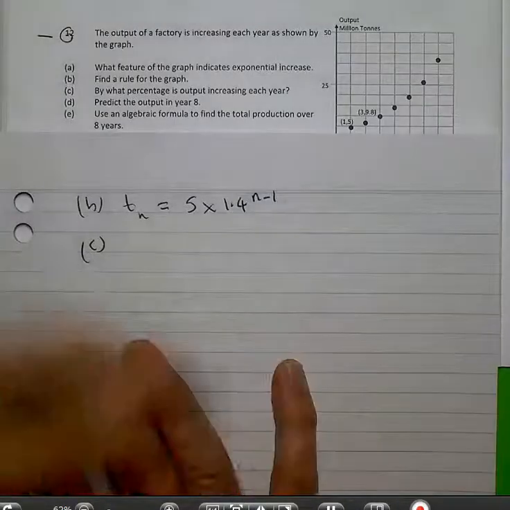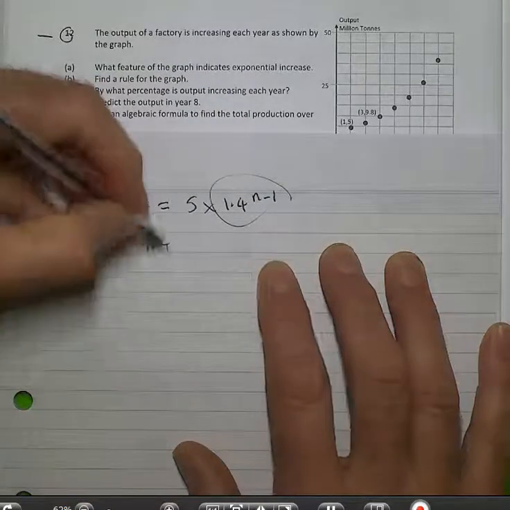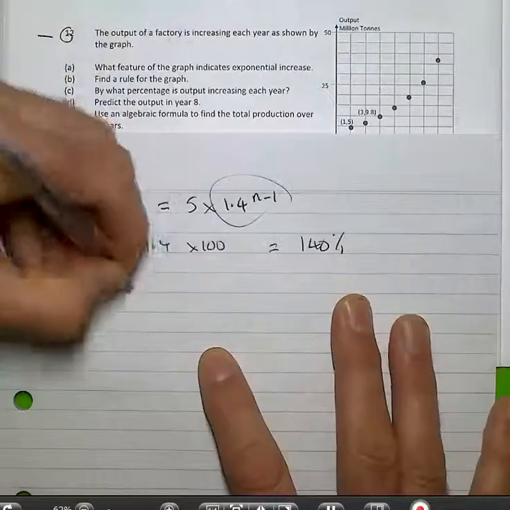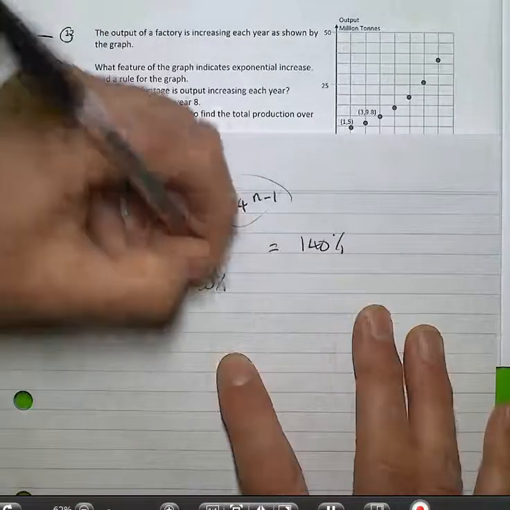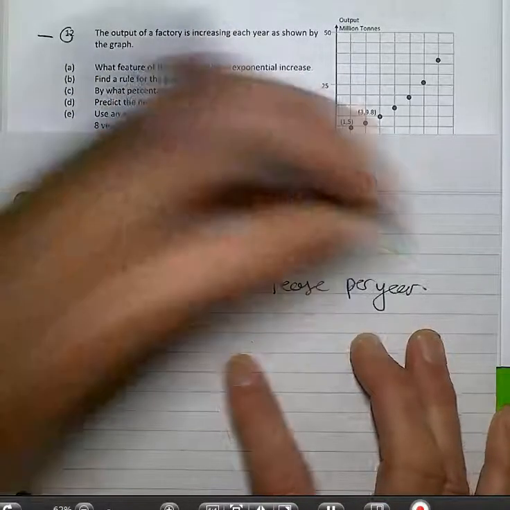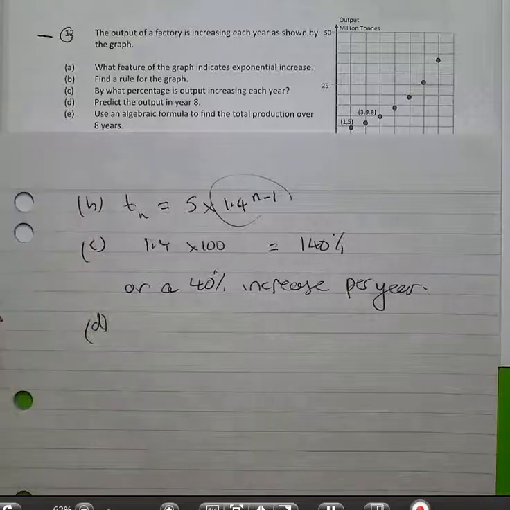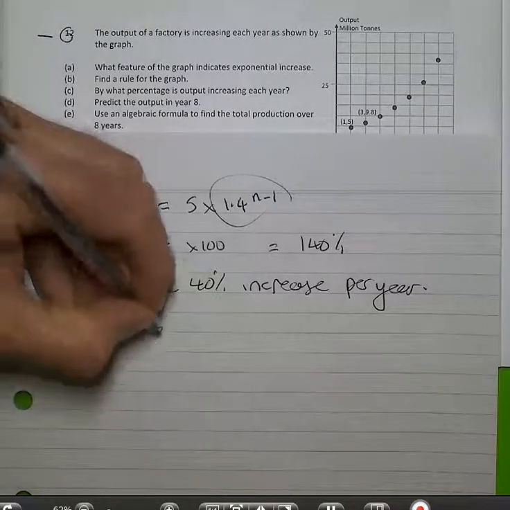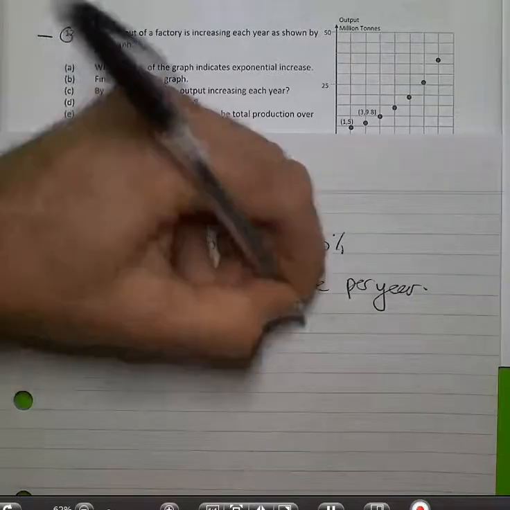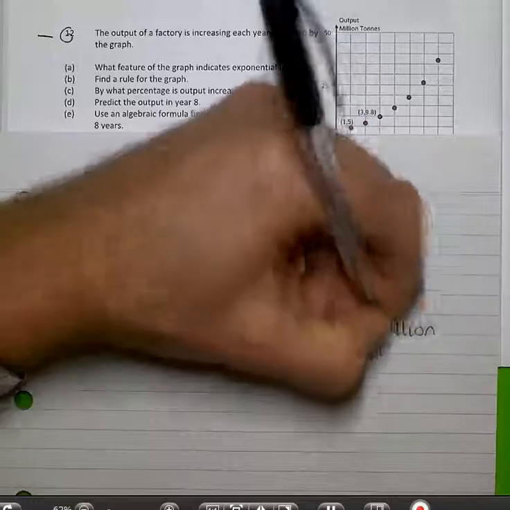We can also use this figure to figure a percentage increase. That 1.4, when we multiply it by 100, it'll be 140%, or a 40% increase per year. So that's another way of interpreting this. Now, if I want to predict the output in year 8, T8 is 5 times 1.4 to the power of 7, and that'll be 52.7 million tonnes.